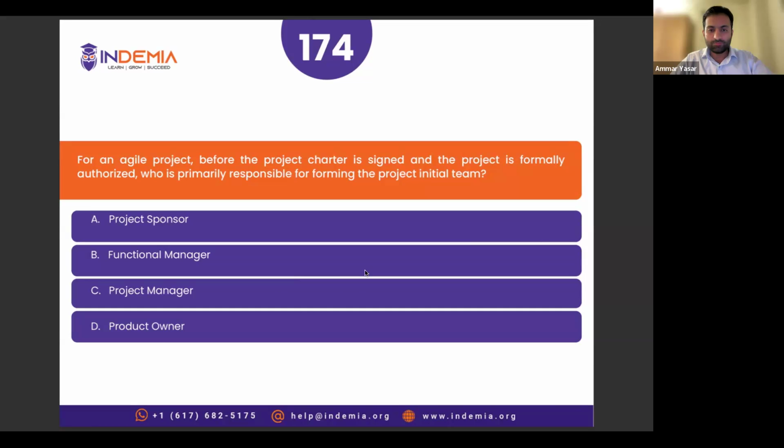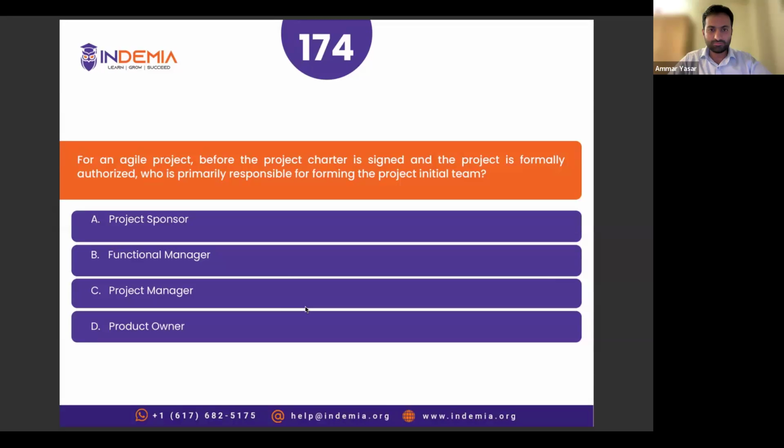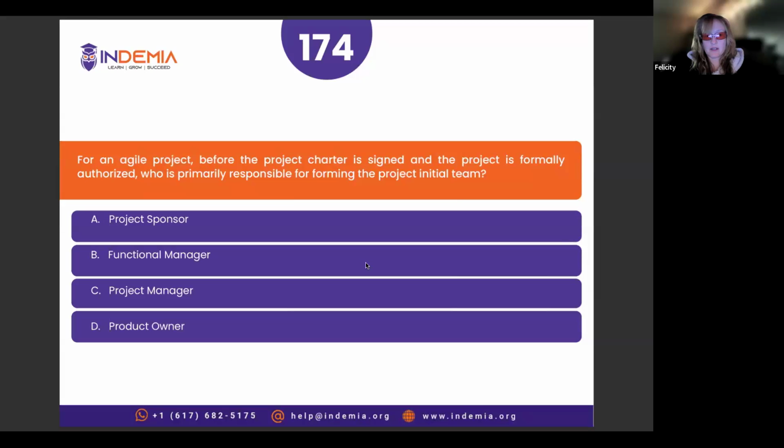All right, so I can see different answers. Felicity, you have chosen option C. Not for any particularly great reason. Sort of process of elimination, I guess, that I didn't think he'd be the functional manager. And I haven't read through the Agile book that you provided before, so I'm not sure if it would be the product owner or the project sponsor. I guess it seemed logical that it'd be the project manager. Okay, right.